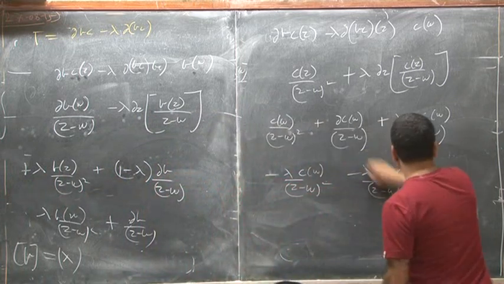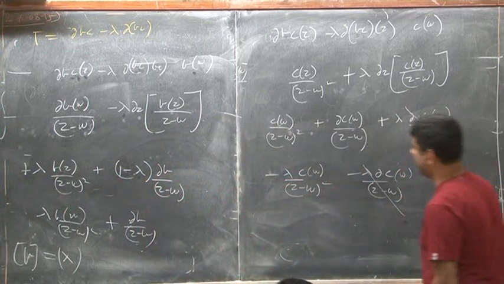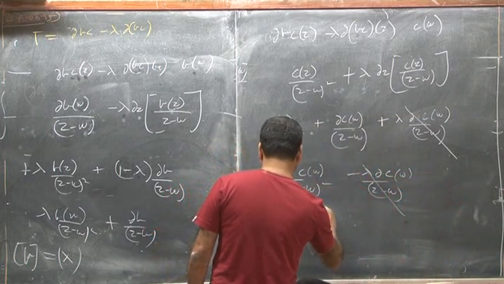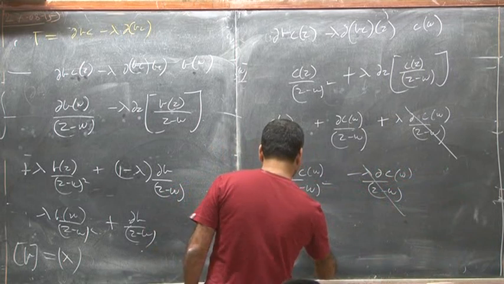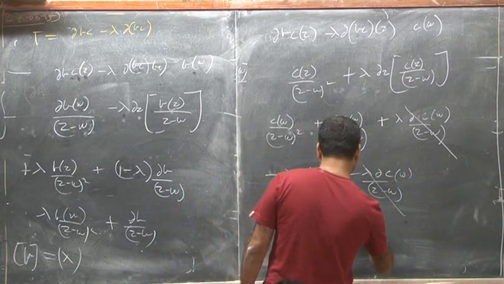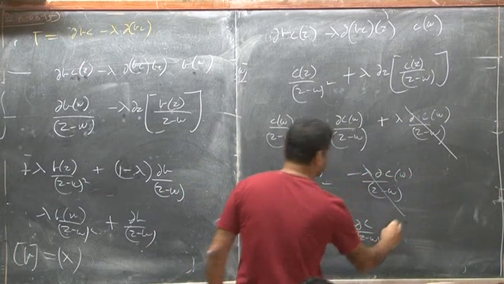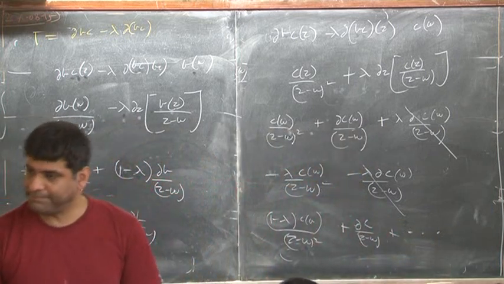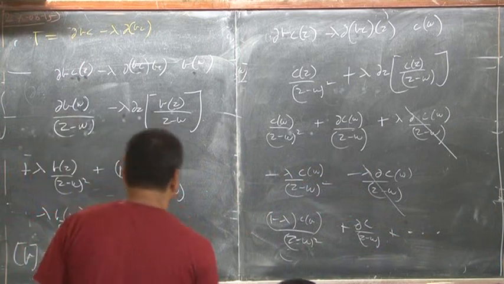Okay, so this and this cancel, and we find 1 minus lambda C of W by Z minus W, the whole thing squared, plus del C over Z. Once again, C is a primary operator of dimension 1 minus lambda.